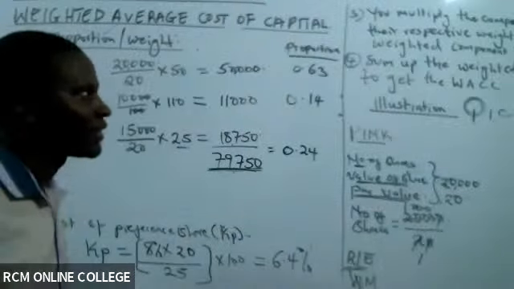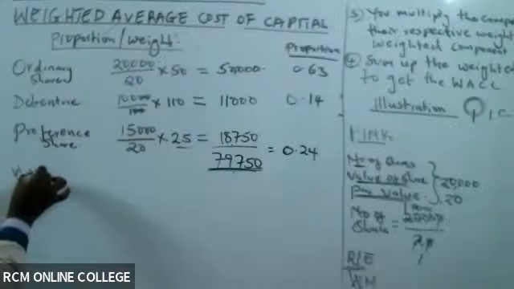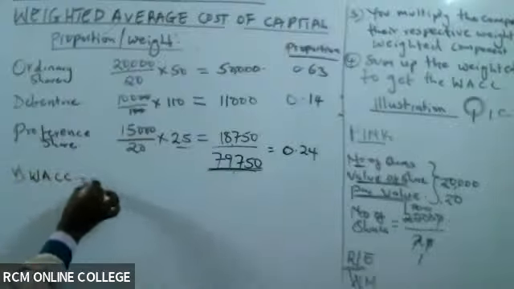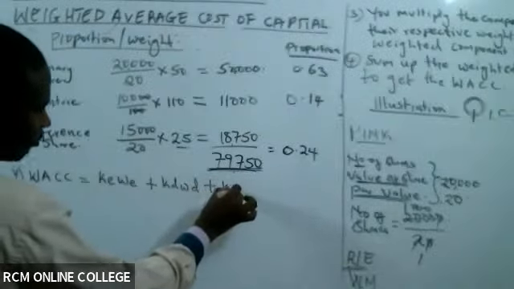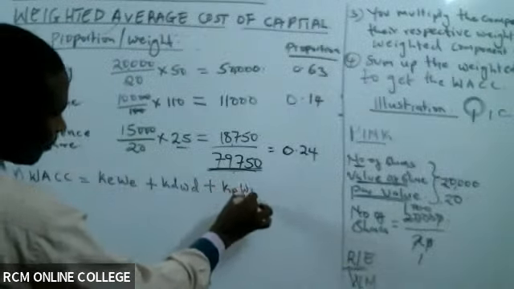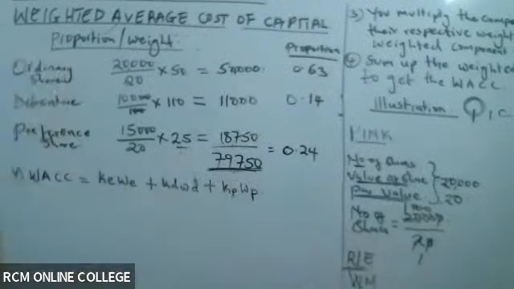The last thing is to get WACC. It is given by KE, you multiply it by weight of equity, you add KD, you multiply by weight of debt, plus KP, you multiply by weight of preference share. Ukishafanya hivyo, you are done. Wachana na wengine wanakuja kuchora table. You waste your time.